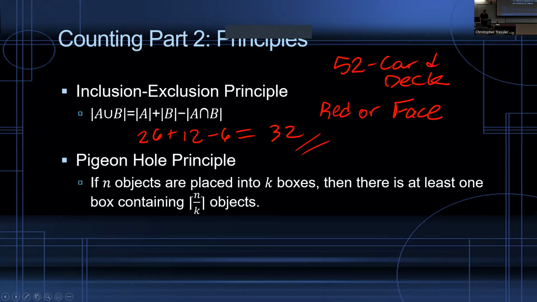But the point here is that you have at least 1 coop with at least 2 pigeons. Now that sounds really complicated, but when you look at this formula written here, the ceiling of n over k, it makes more sense. N being the number of objects, and k being the number of boxes or whatever storage containers, whatever you want to call them.